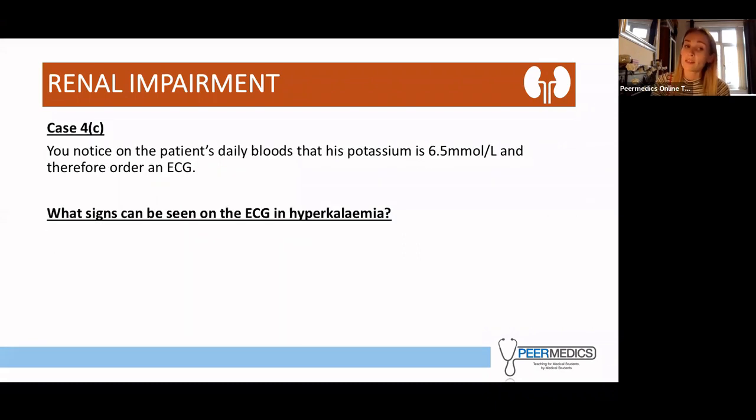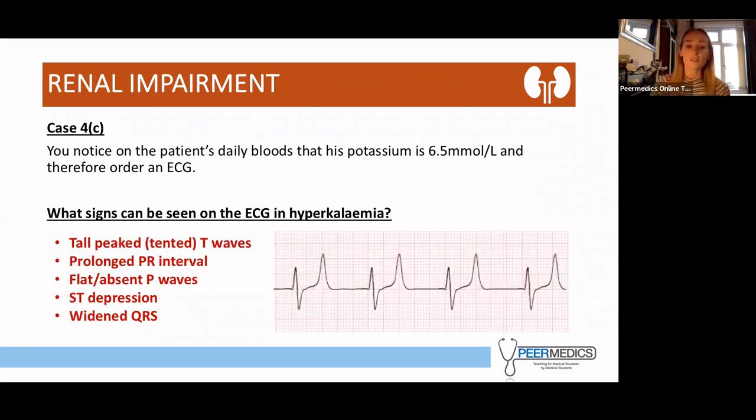Okay, so with the same patient, you notice that on his daily bloods his potassium is 6.5, and therefore you order an ECG. What signs can be seen on the ECG in hyperkalemia? Yeah, brilliant. Anything other than the T waves? Yeah, nice. Okay, brilliant. So yeah, the main thing is the tall tented T waves.